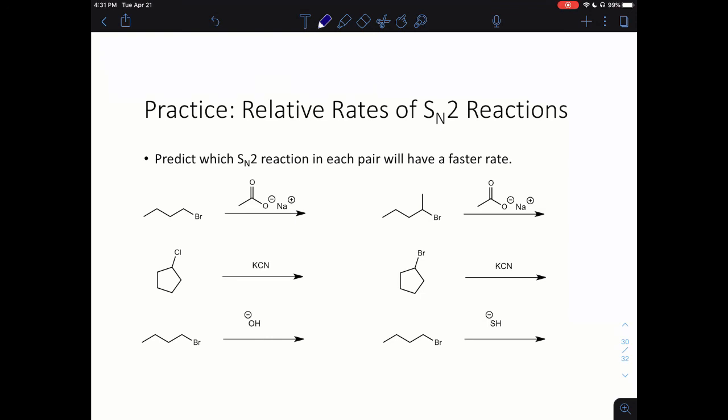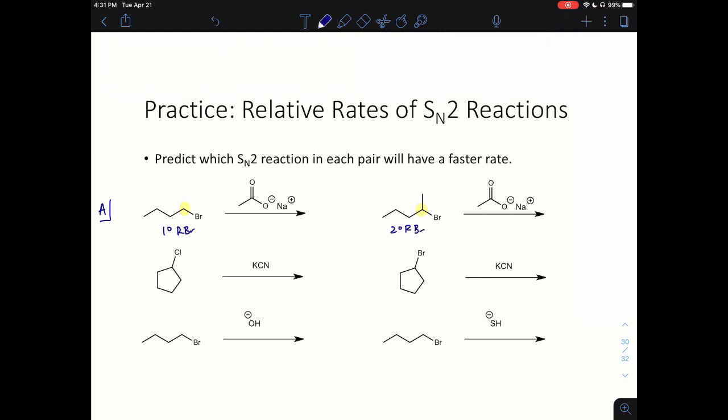Okay, and a good first step would just be to predict the products of all these reactions and also really think about how they're different. So we're going to take these one at a time. We'll take this first pair. We'll call this example A. So example A, the big difference is the substitution pattern of the alkyl halide. We have a primary alkyl halide versus a secondary alkyl halide.